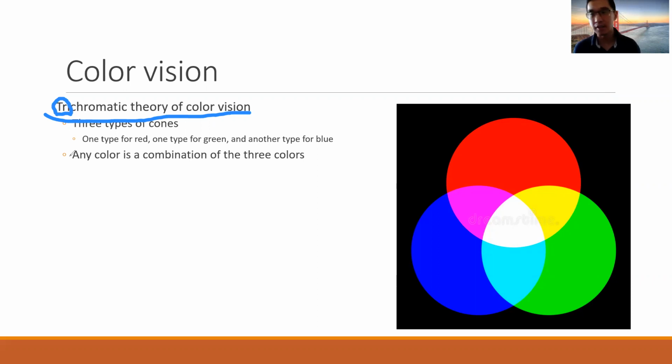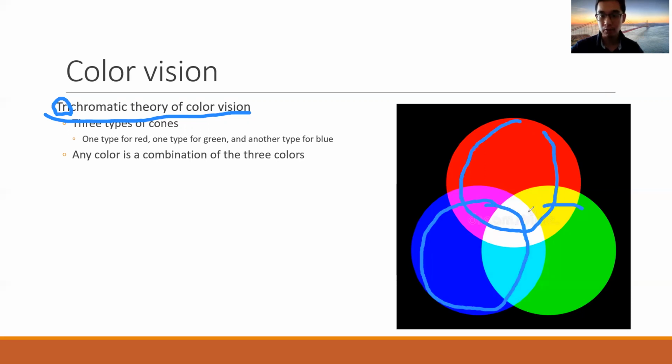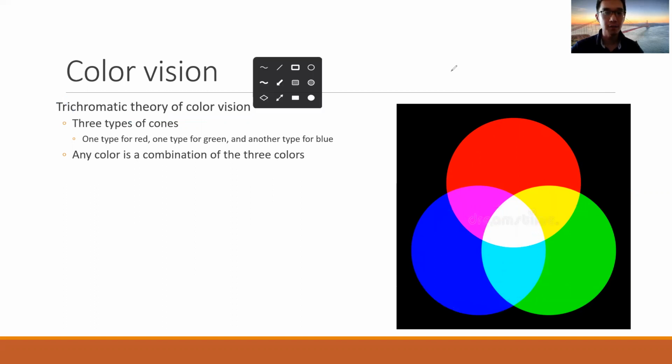So actually the nature is that different kinds of cones can detect different kinds of light with different frequencies. One type is for red, one type is for green, and another type is for blue. So any color that we see is a certain combination of the three colors. We can see the picture on the right. Here is a red circle, here is a blue circle, here is a green circle, but you can still see other colors in this picture.